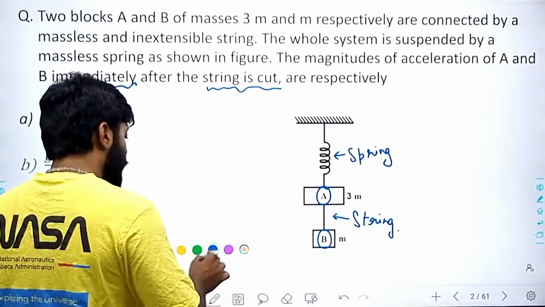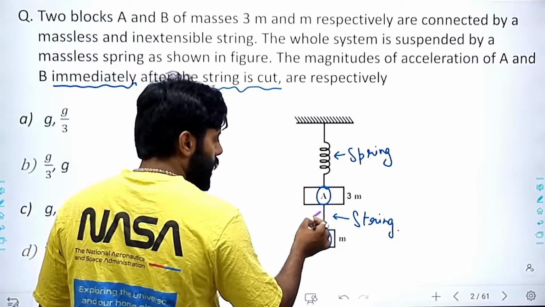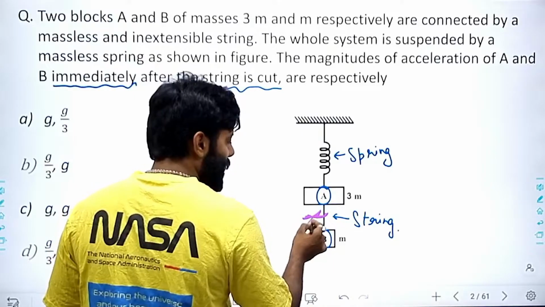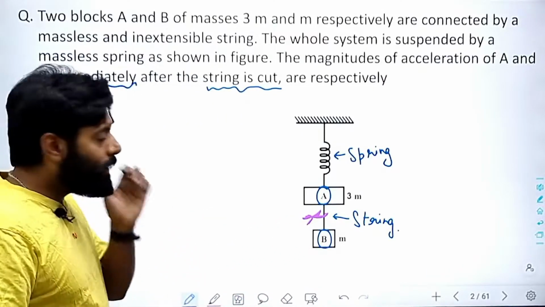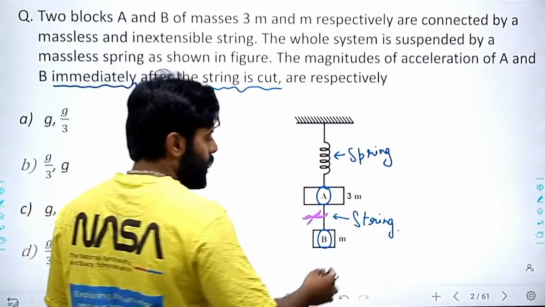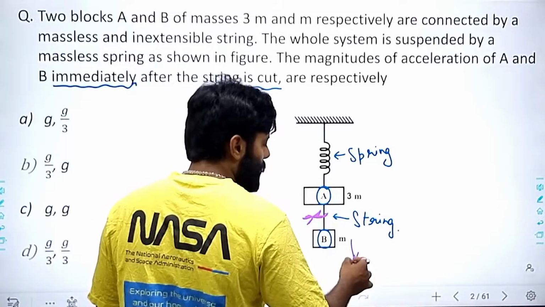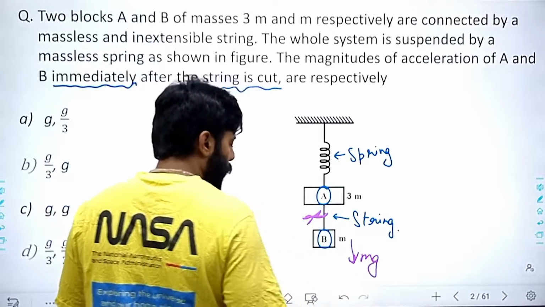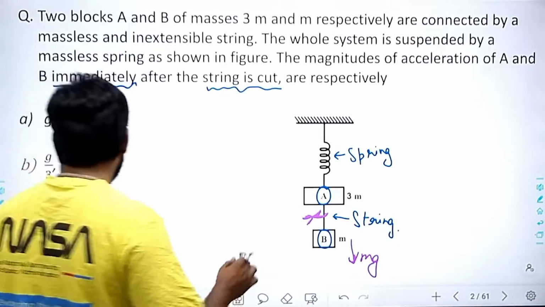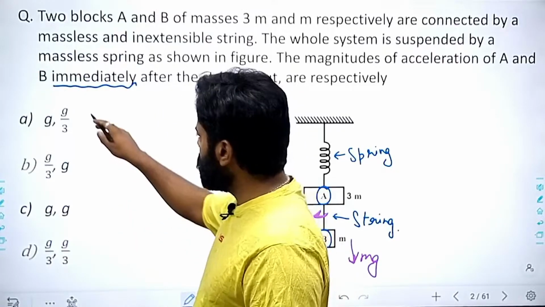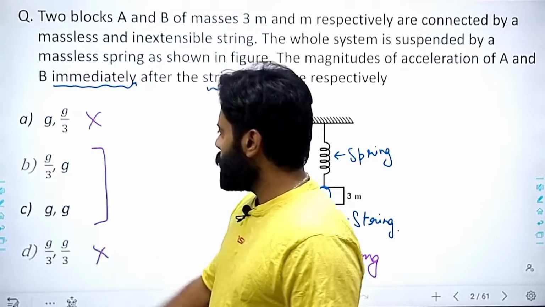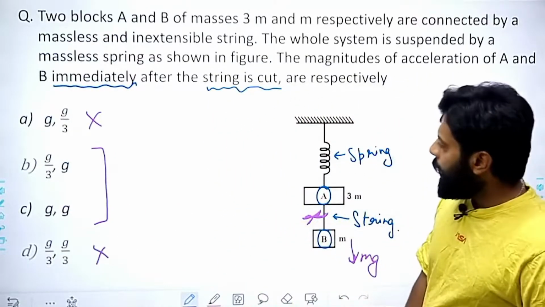So if we cut this string, then what will happen? Say I bring some scissors and cut the string. Then the acceleration of B will be, the only force acting on B is gravity, right? The only force which is acting on B is gravity. So the acceleration of B will be g only. So I can cut these two options, and out of the remaining options will be my answer.